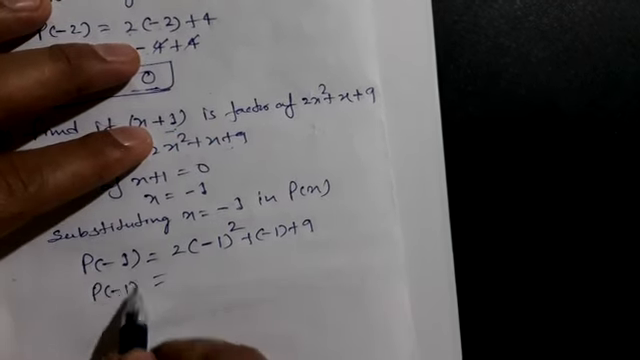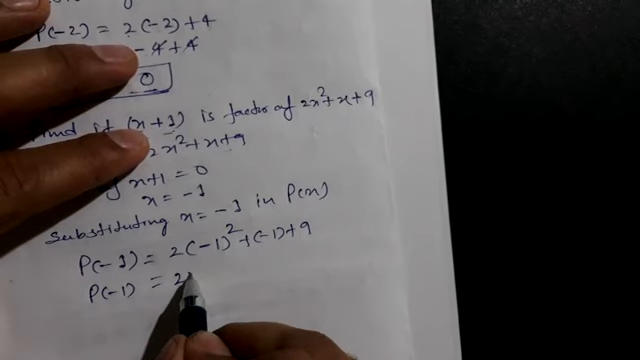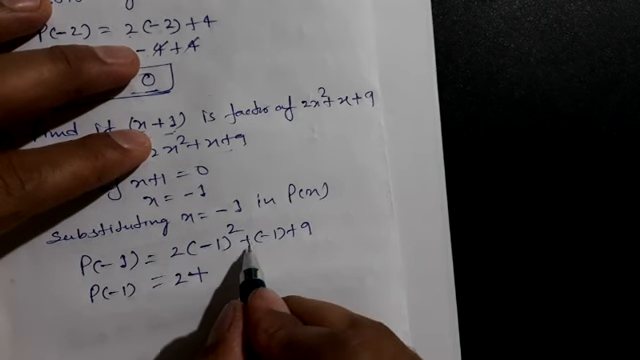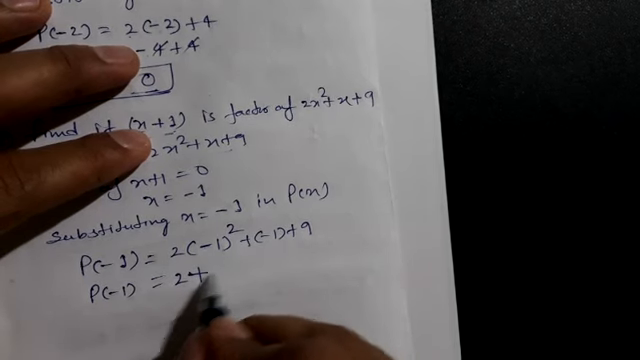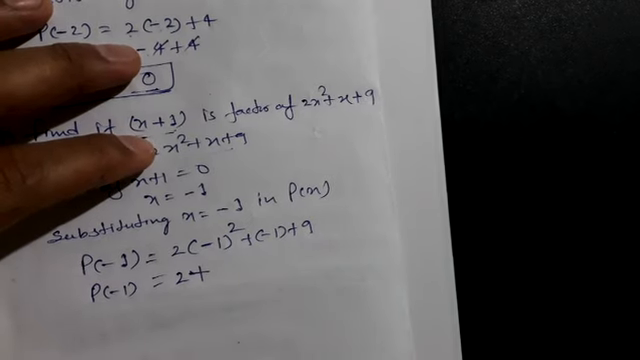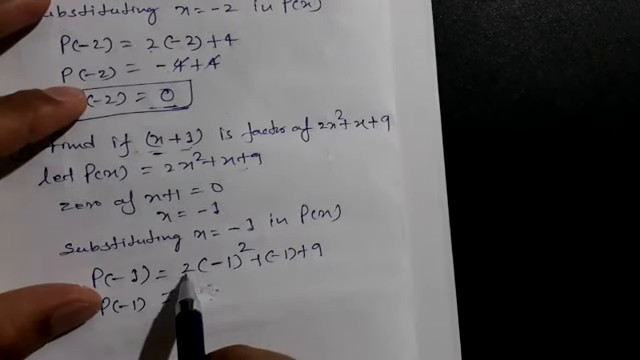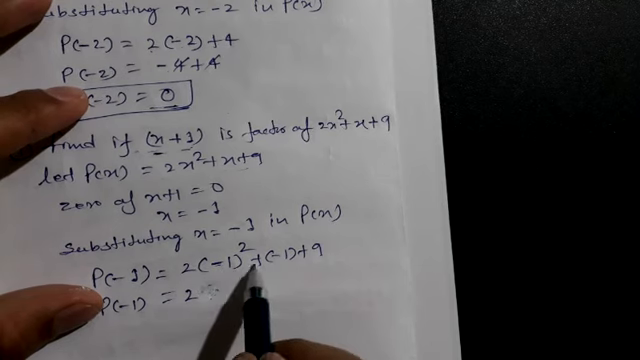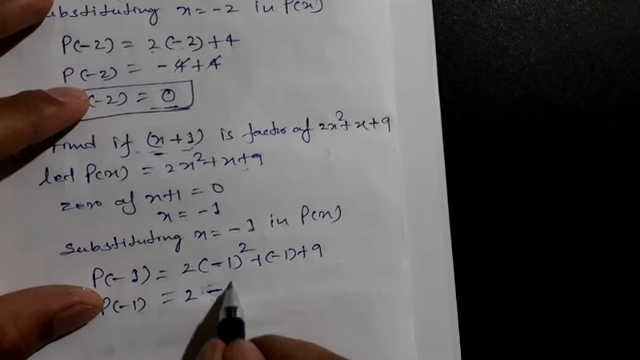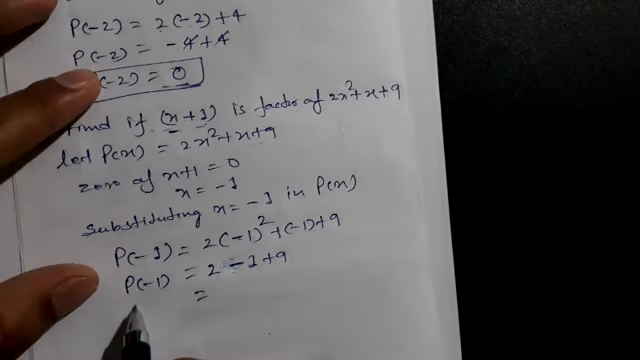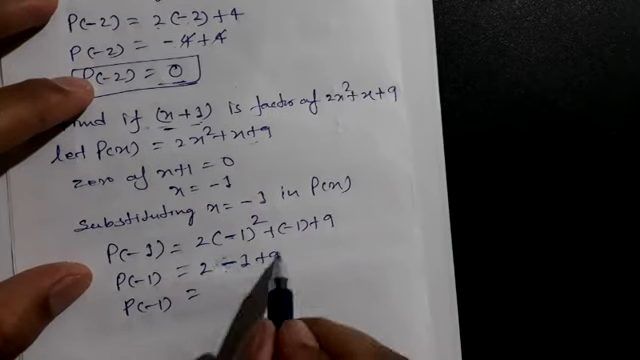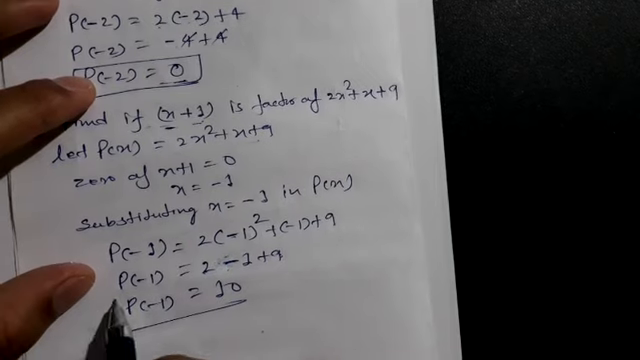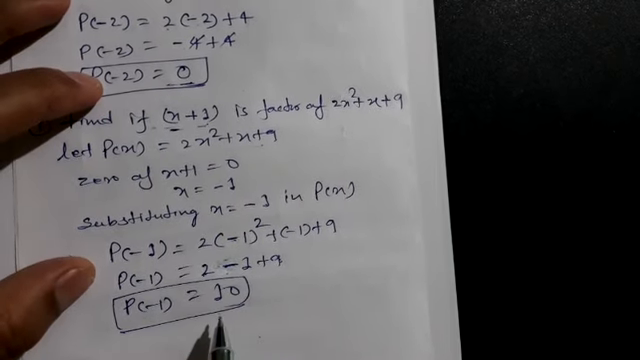So p of minus 1: minus 1 square is 1, so 2 into 1 is 2, and plus 1 into minus 1, plus 9. You solve it. P of minus 1 is equal to 9 plus 2 is 11, and 11 minus 1 is 10. So here you see p of minus 1 is equal to 10. This is not equal to 0.